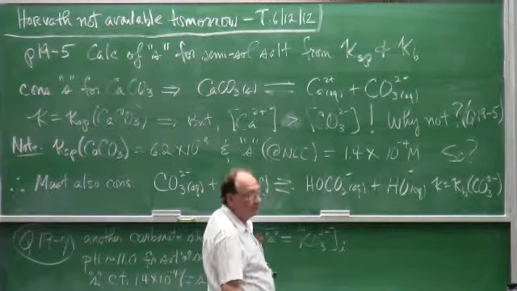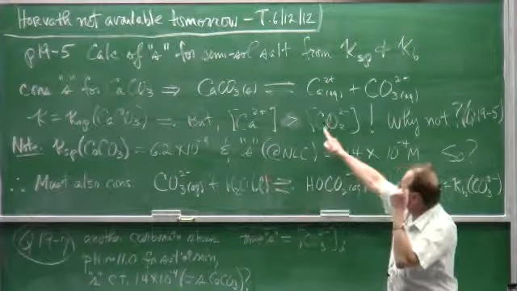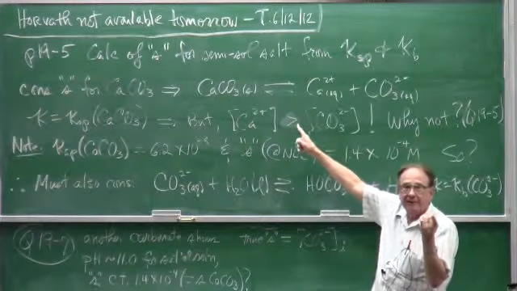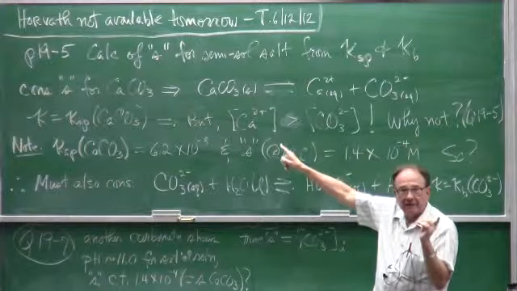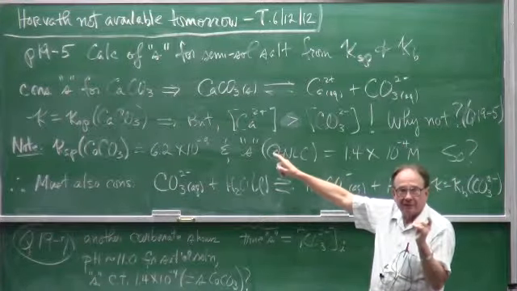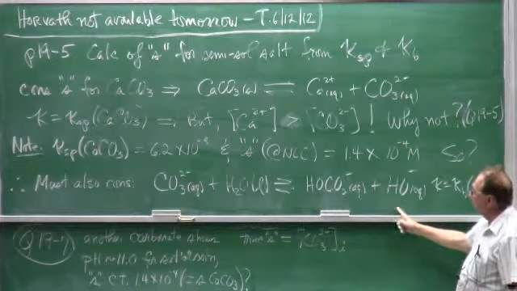Why is this true? Because the calcium ion, when you put it in solution by this dissociation process, just sits there, doesn't engage in any further chemistry. Does carbonate ion just sit there? No. It reacts with water to make bicarbonate ion and hydroxide ion.